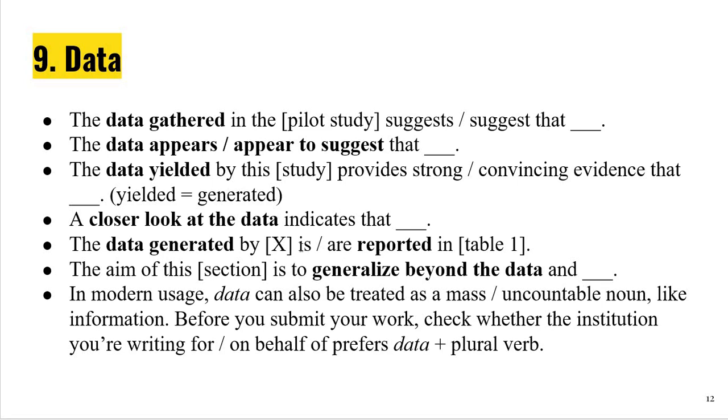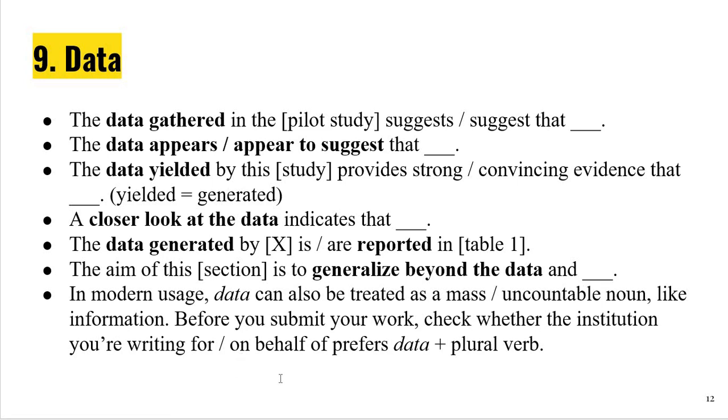The data generated by Dash is reported in table 1. When you are mentioning a table or figure, you can use this expression: The data generated by Dash is reported in figure 1 or in table 1. The aim of this section is to generalize beyond the data.